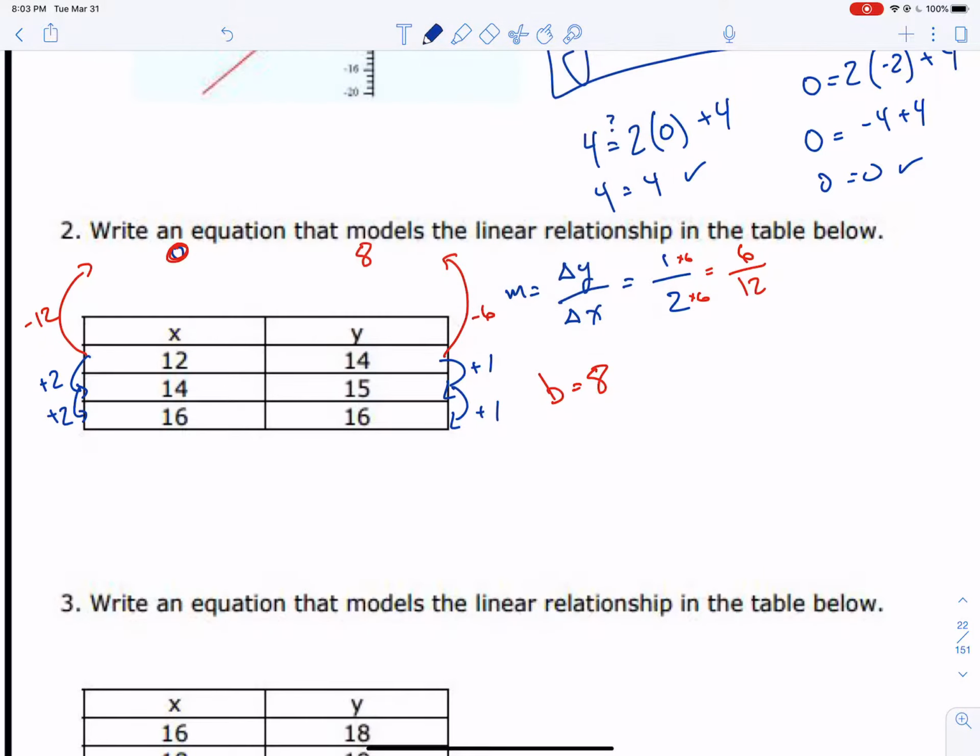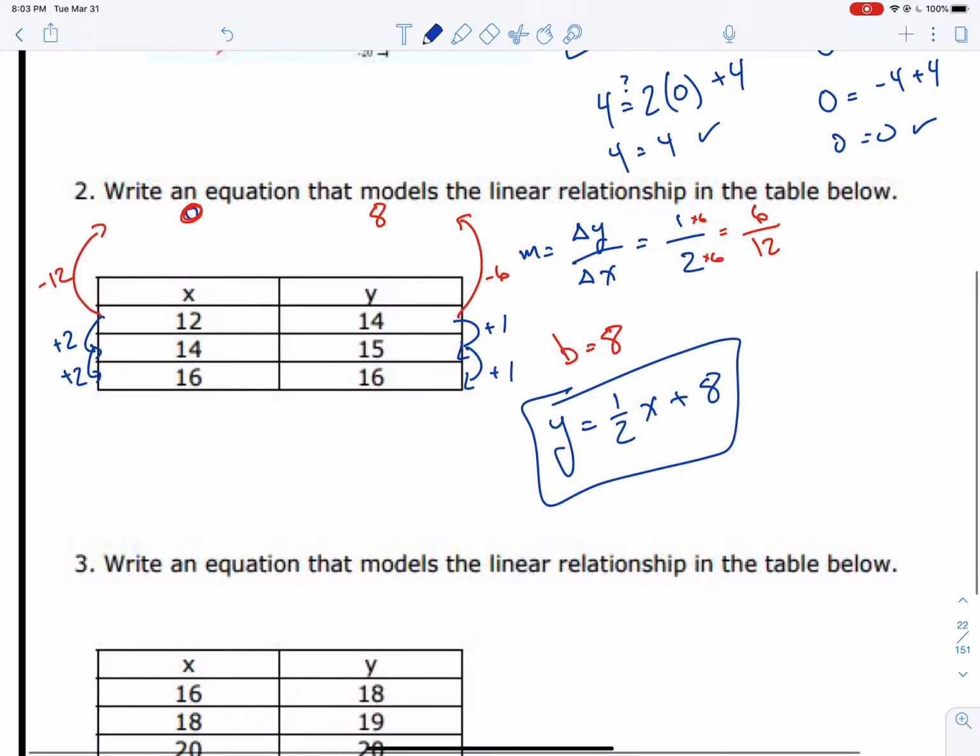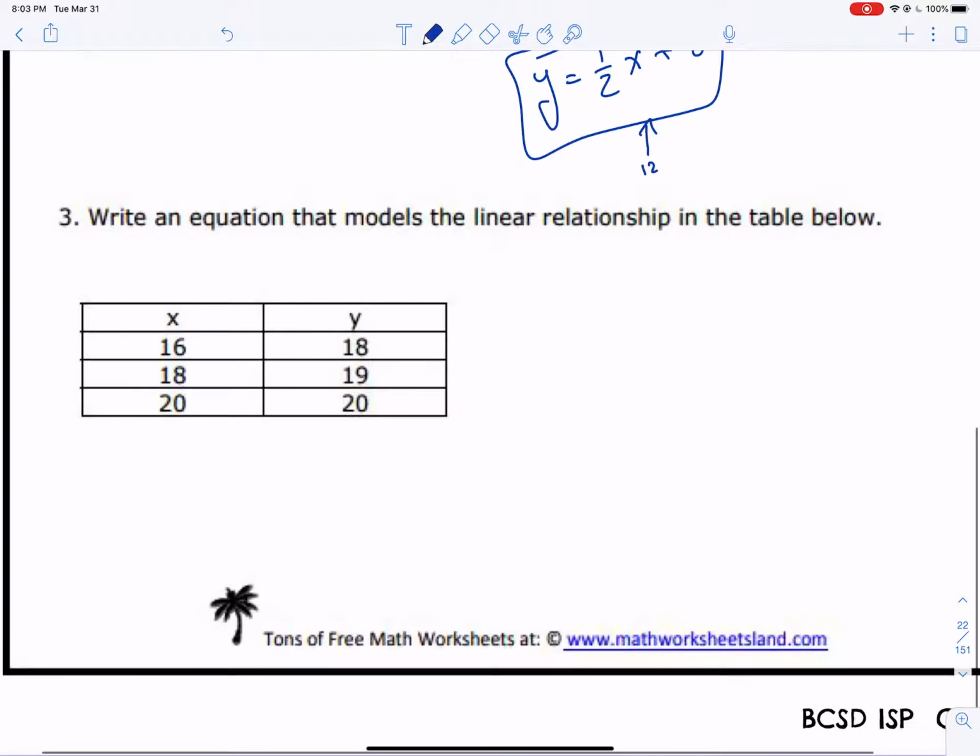All right, we put it all together. We get y equals m, which is 1/2, x plus 8. Just mentally thinking about this, if I substitute a 12 in here, if I put a 12 in for x, 12 times 1/2 is 6, right? 6 plus 8 is 14, and 14 is what we get. So it works.